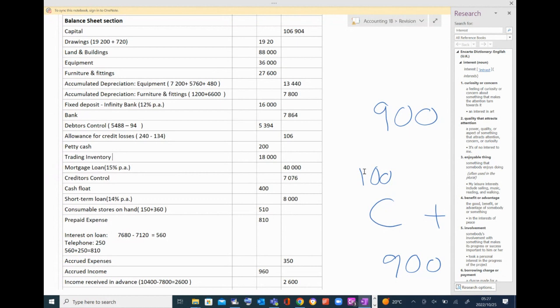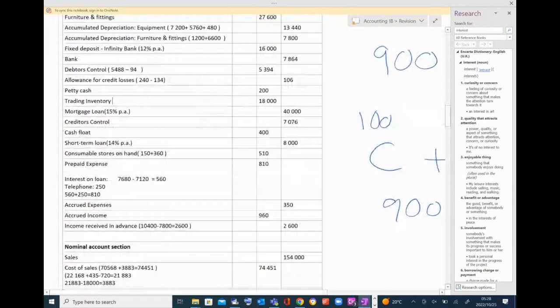So we dealt with the, what was the second one? Second one was a markup. Okay, we know what to do there. Then, like I told you, a physical stock take revealed the following: inventory 18,000. Okay, stationery 150, packaging material 360. Okay, so we know packaging material, stationery, that's going to affect consumable stores on hand. Okay, and it's also then going to affect stationery, and that we're going to reduce stationery.